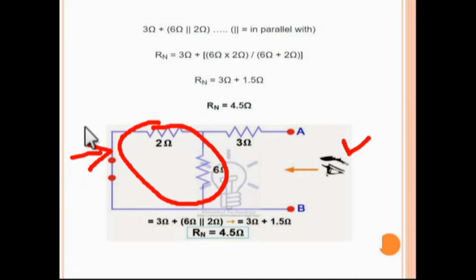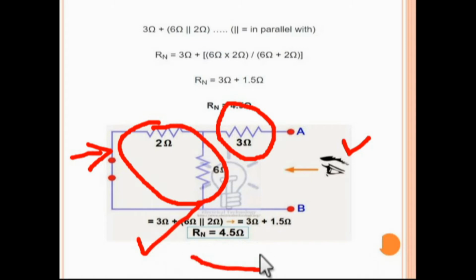So 6 and 2 will be in parallel, 6 times 2 is 12 divided by 6 plus 2 is 8. The parallel combination will be added in series with the 3 ohm. The 3 ohm resistance will be in series, and your Norton's equivalent answer will be 4.5 ohm. So you have got the resistance. Now this is the Norton's equivalent or Thevenin's equivalent, same 4.5 ohm.